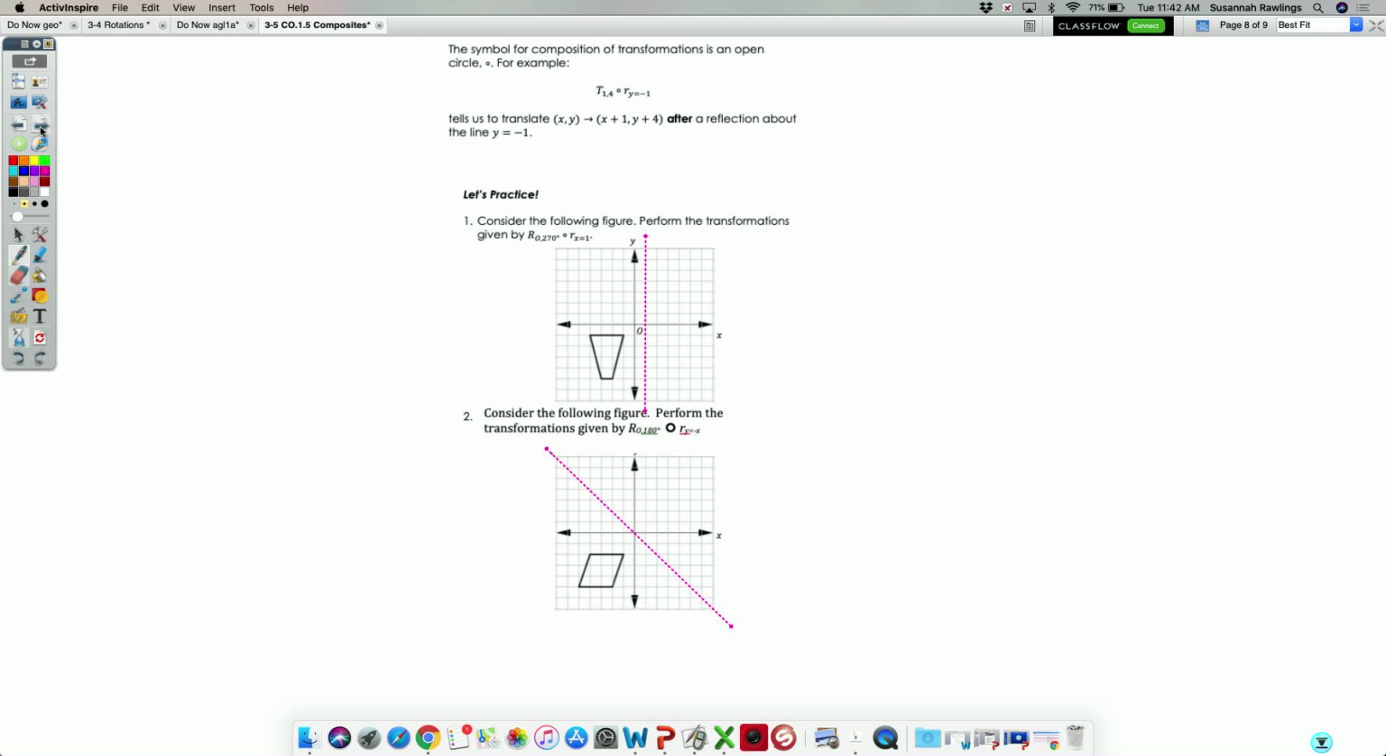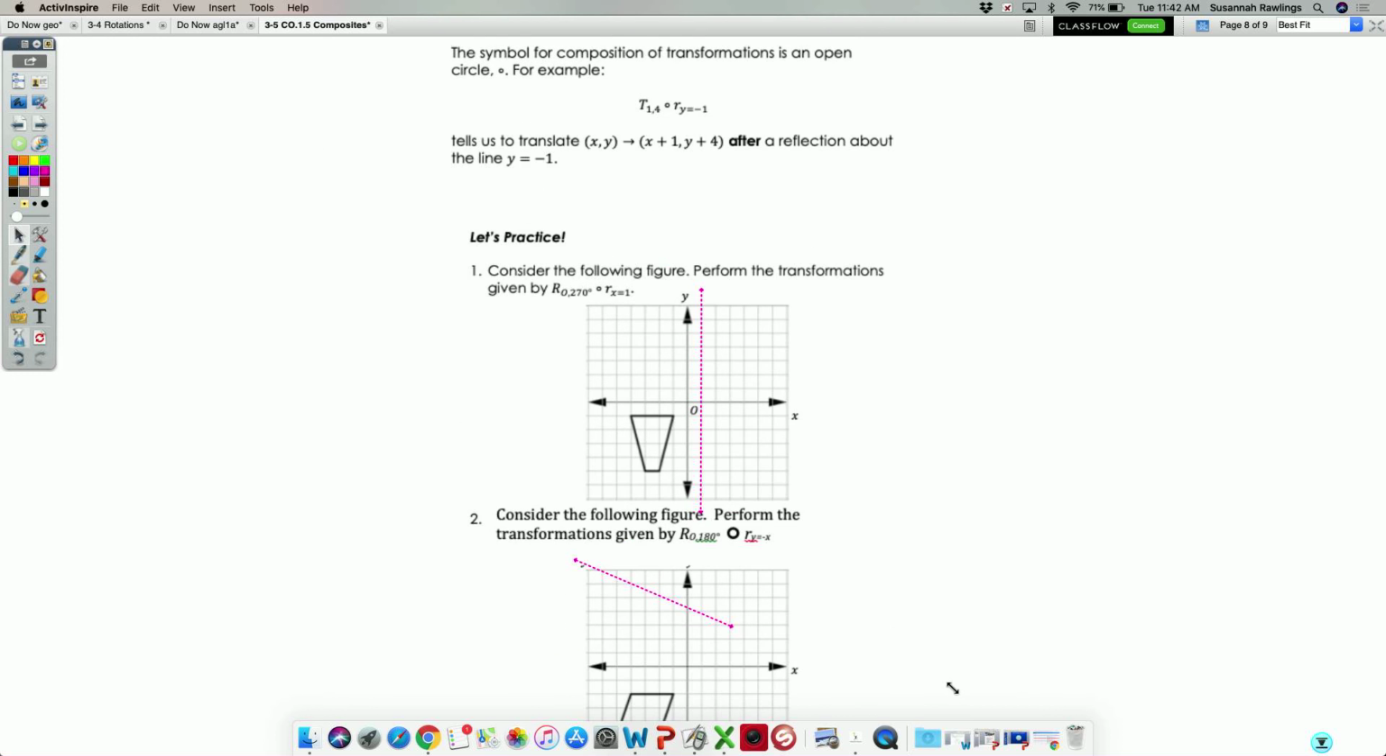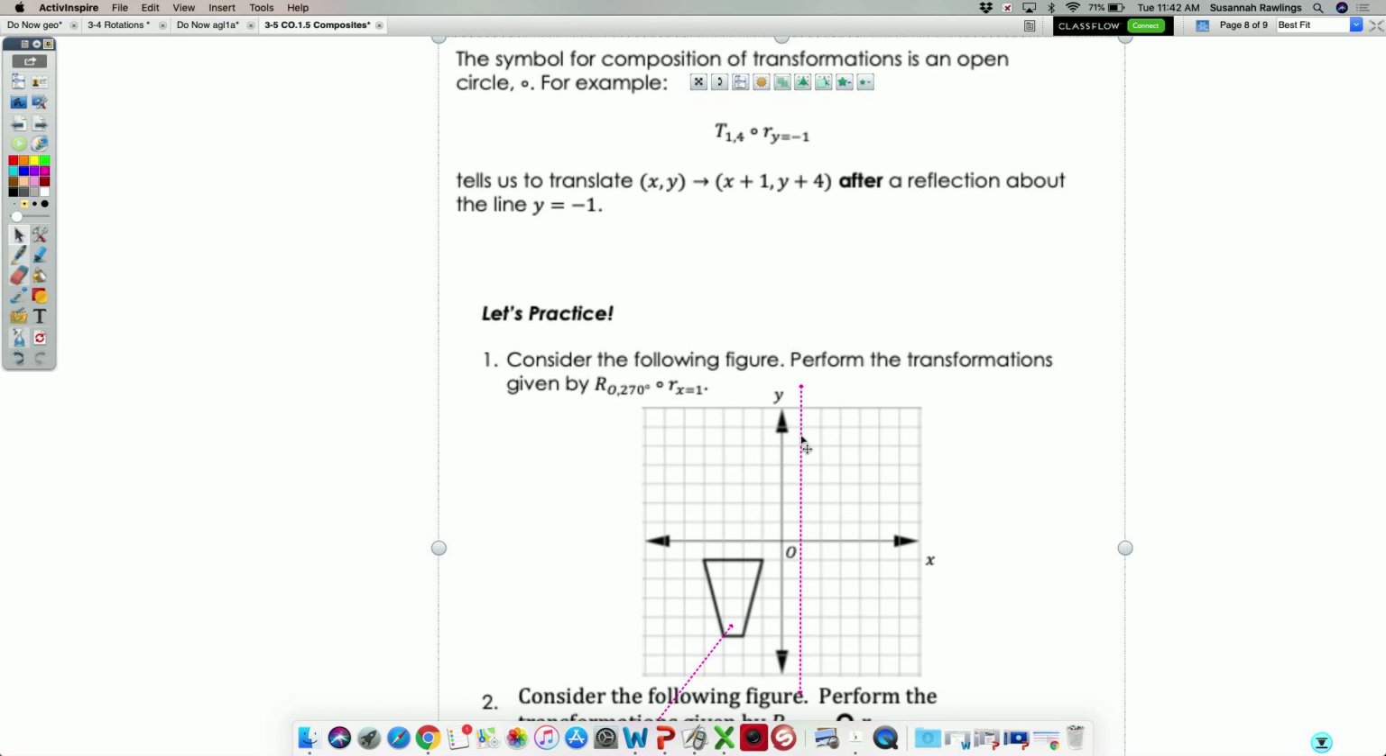Up top, I'm going to make this bigger. Up top is how we read these. Alright, so the symbol for composition is going to be that little open circle. Sometimes you'll see two of them put together with that little circle. That just means this is my first one, and that is my second one.